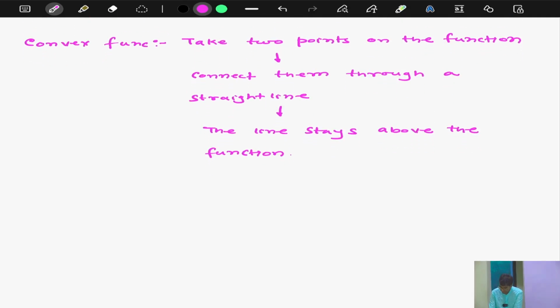So if I have to draw it very quickly, this is a convex function, right? There is only a single minima. Take any 2 points you want, connect them. Any points you want, connect them. The line will always be above the curve. Above the function, right? The function is the parabolic function, right?